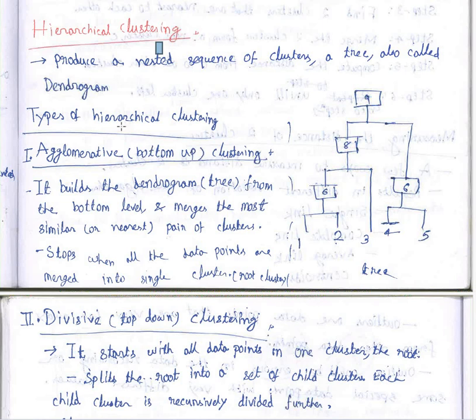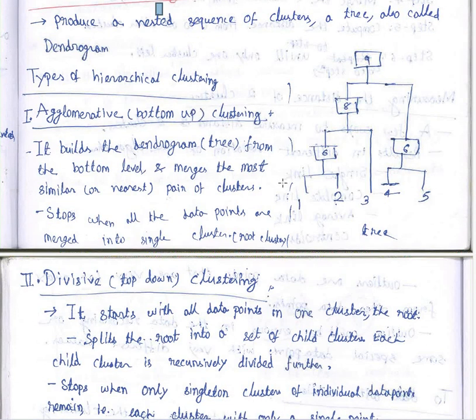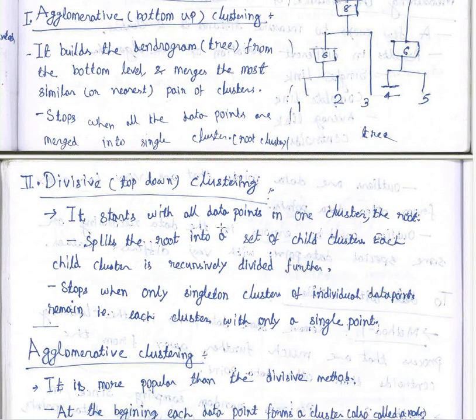The topic is hierarchical clustering. We produce a nested sequence of clusters, a tree called a dendrogram. The types of clustering are agglomerative, or bottom-up clustering, which builds the dendrogram tree from the bottom level. So we have separate points here and then we group similar points to form clusters till finally only one cluster is there.